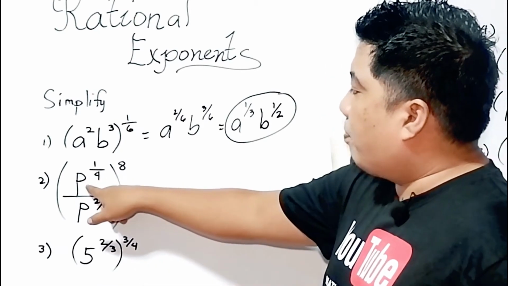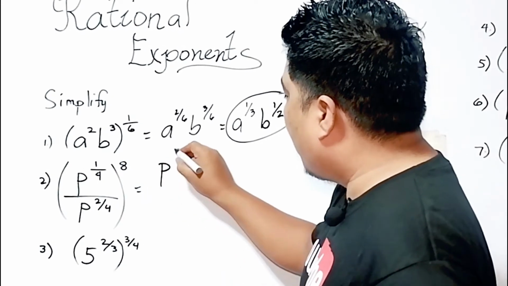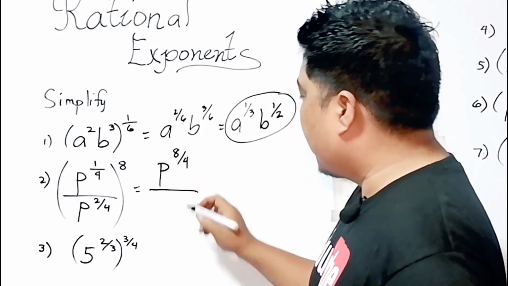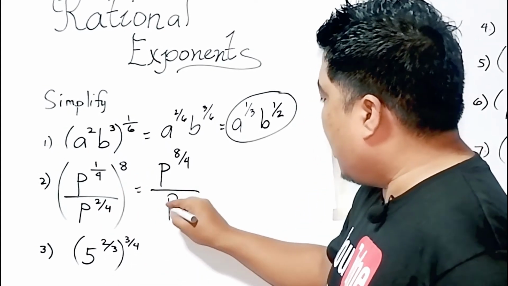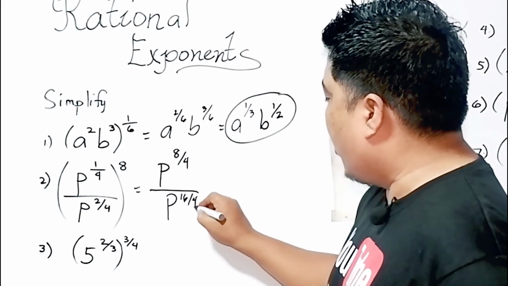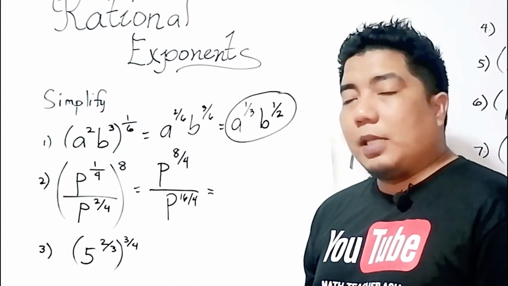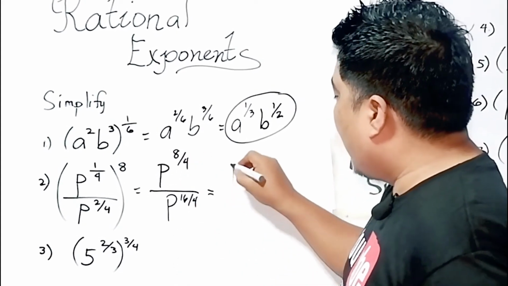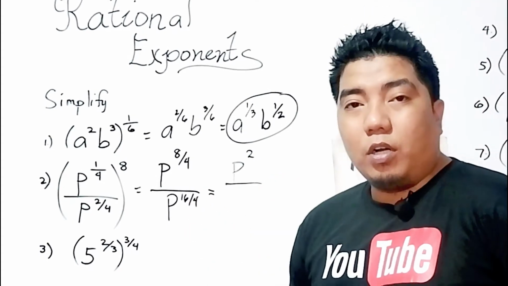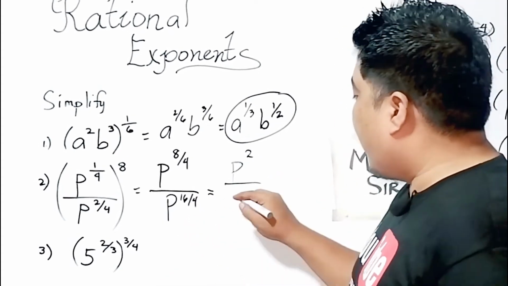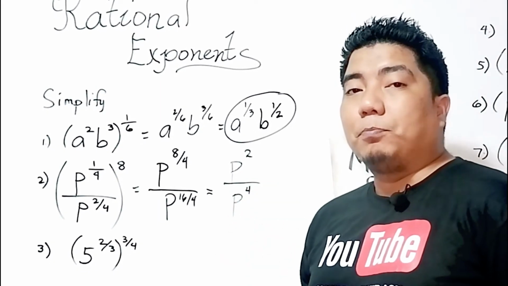Okay, so I have p to the power of 1/4 times 8. So 1/4 times 8, that will give me p to the power of 8 over 4. I also have here 8 times 2/4, so that will give me p to the power of 16 over 4. Now, as you can see, 8/4 and 16/4 can be simplified. So 8 divided by 4, that will give me 2. So that gives me p squared. 16 over 4 can still be simplified into 4. So that will give me p to the 4.